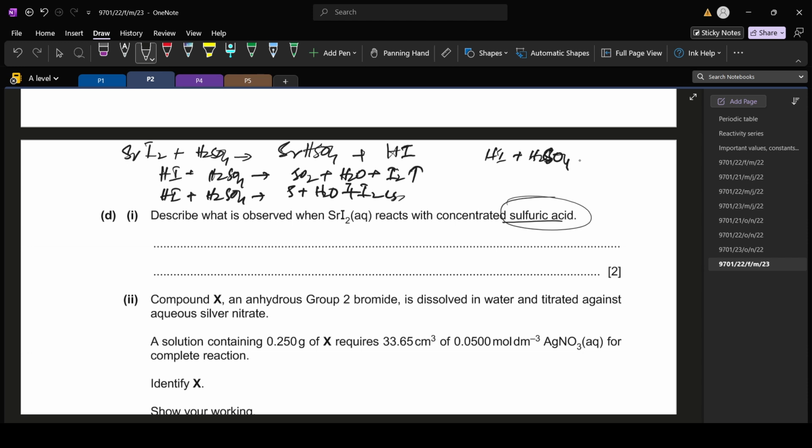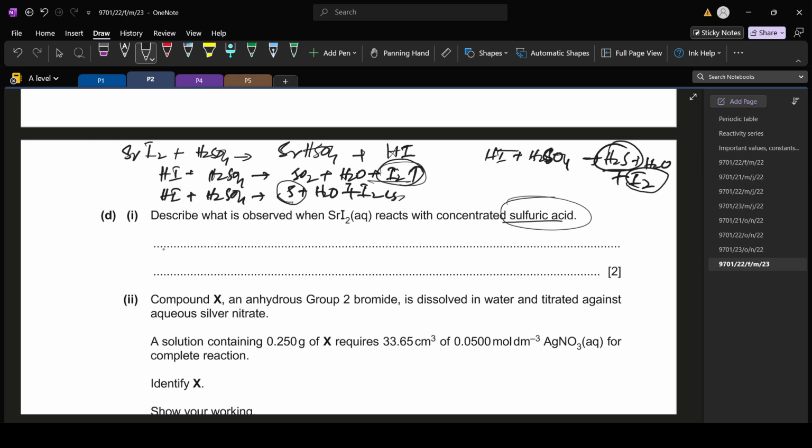It will also form H2S plus water plus iodine. So this is a yellow precipitate, a yellow solid, and there is also a black solid. There are multiple things that you can write for what you observe. It will also produce purple vapors and a yellow solid.